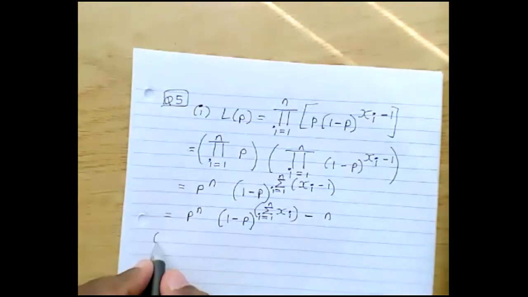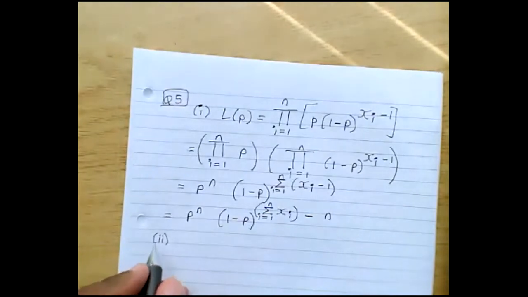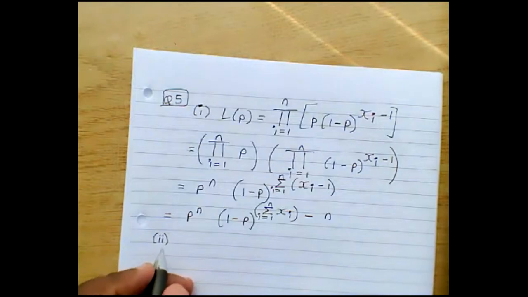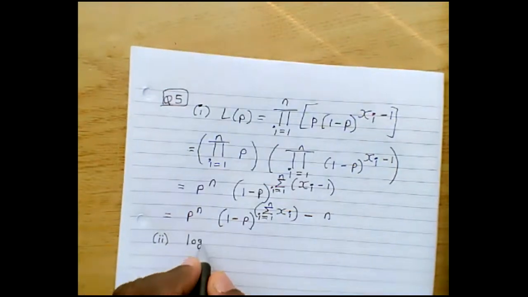The second step of maximum likelihood estimation, as I'm sure you remember, is to take the log of the likelihood. So you take the log of L of p.